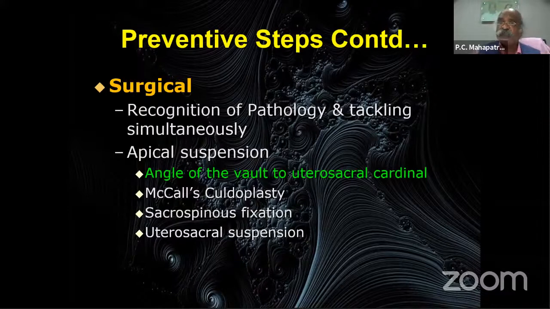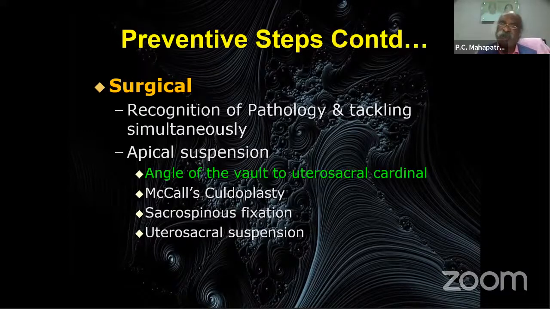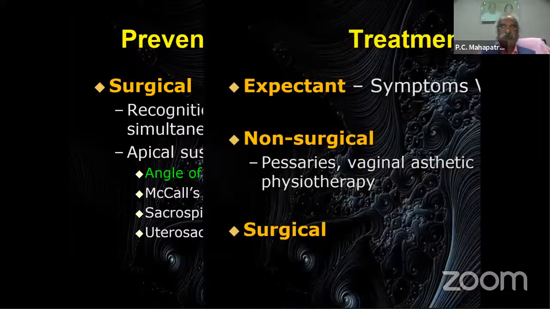Sacrospinous fixation. Sacrospinous fixation is a very good thing for preventing recurrence, but do all cases require a sacrospinous fixation? There is a controversy about it also. I will just clarify that all cases do not require a sacrospinous fixation. Uterosacral suspension, of course, not to the apex and all that, but the uterosacral is a major structure to which the prolapsed vaginal wall has to be fixed. That's easier, and we use that.